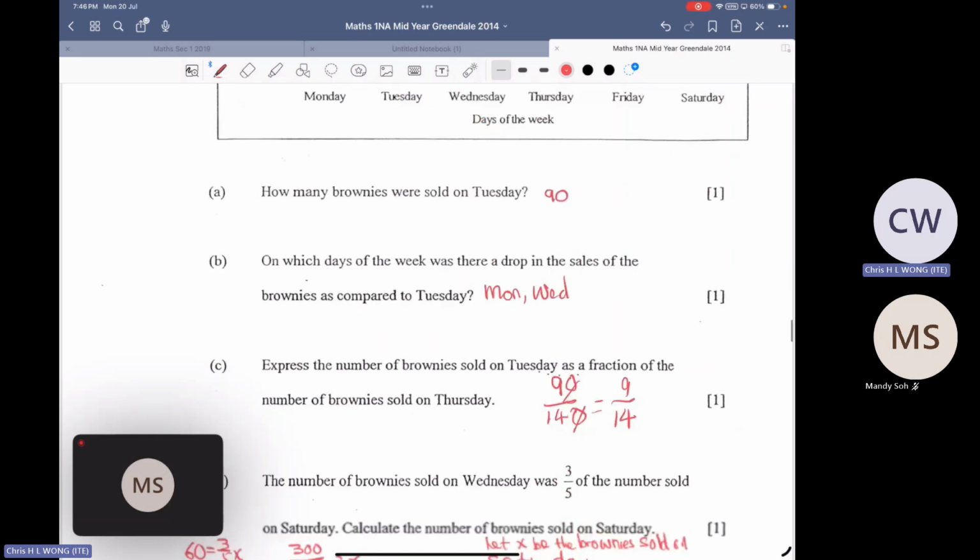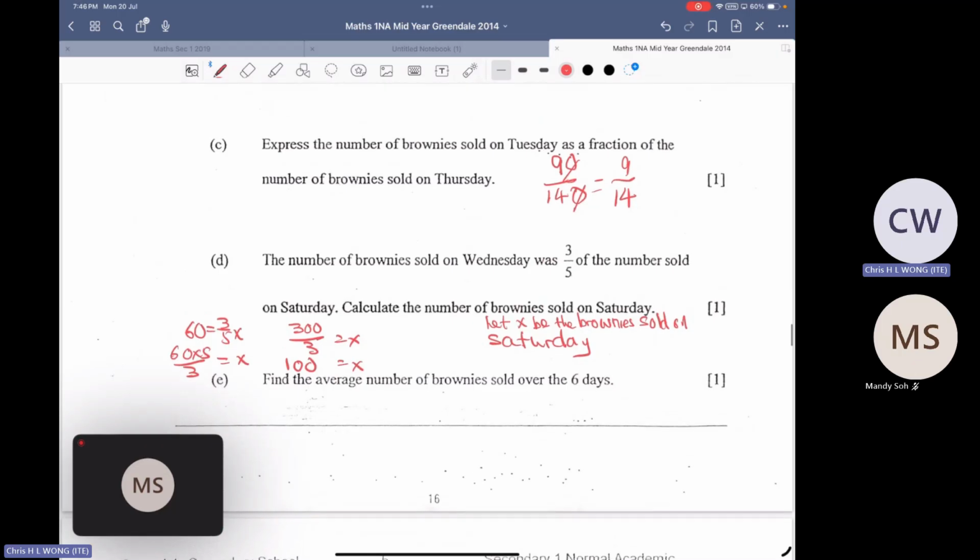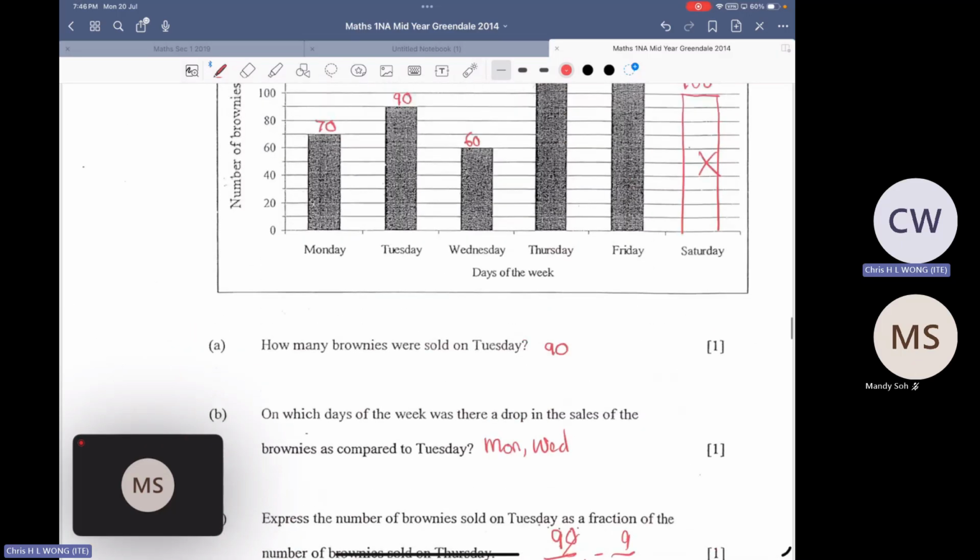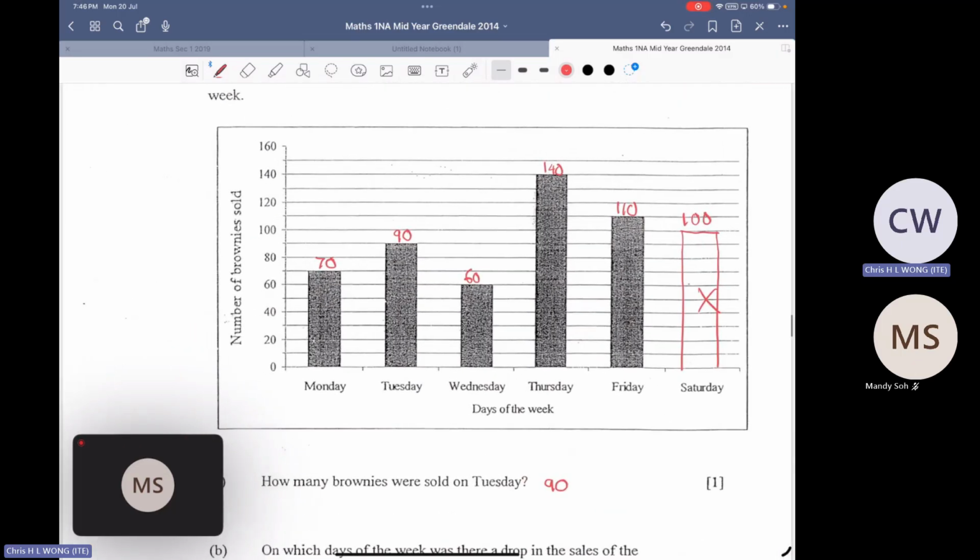So last question. Find the average number of brownies sold on the 6th day. What do you do? Tell me. Average of 6 days. What do you do? Very good. 70 plus 90 plus 60 plus 140 plus 110 plus 100 divide by 6. Yeah, that's the answer.